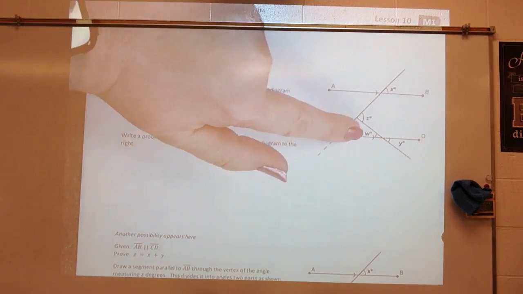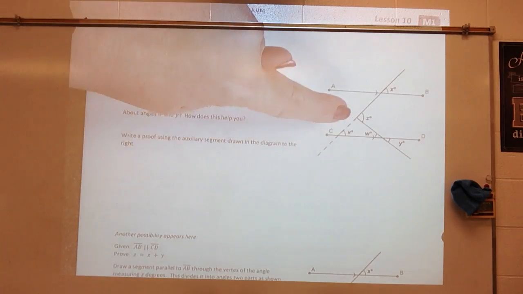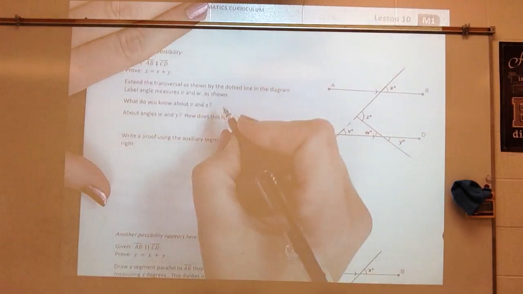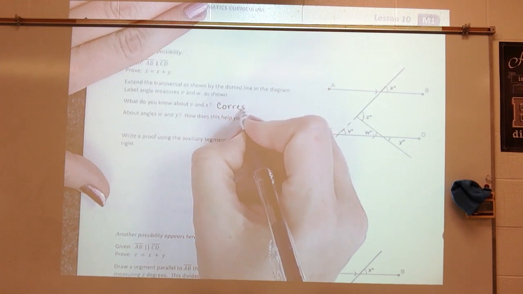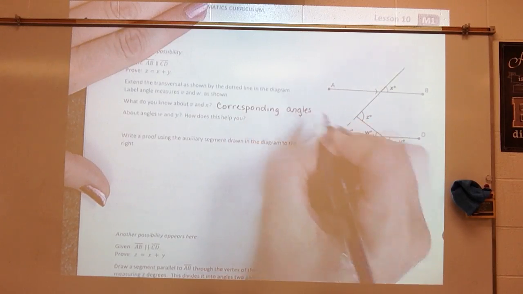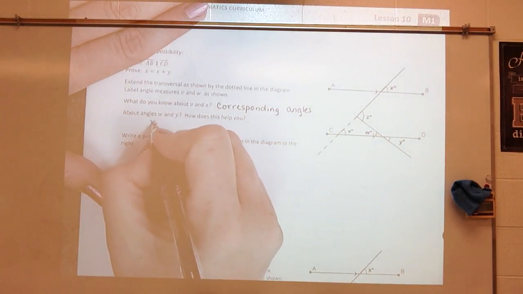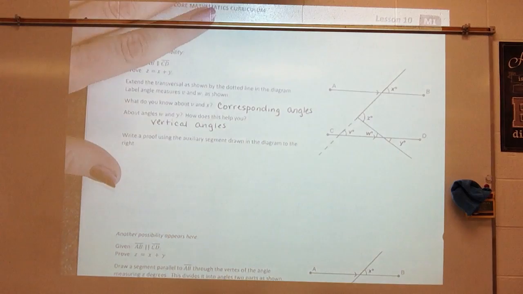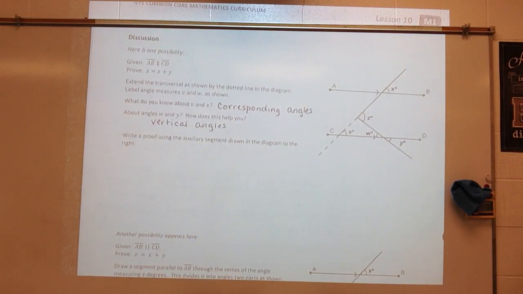All right, about angles W and Y. So what do you know about angle W and Y? Well, once again, I don't have to do any extension. I see that they are vertical angles. All right, so I'm going to write that down here because we may use this. W and Y are vertical angles. And it says, how does this help you? Well, let's look at this. Write a proof using the auxiliary segment drawn in the diagram to the right.